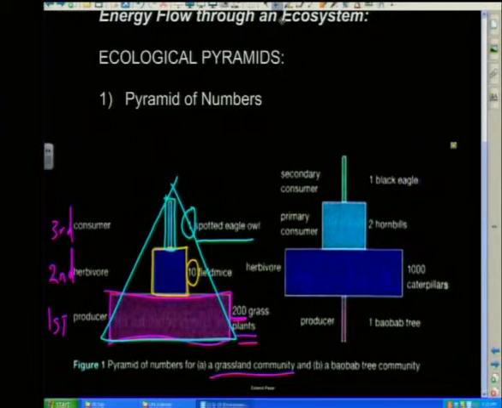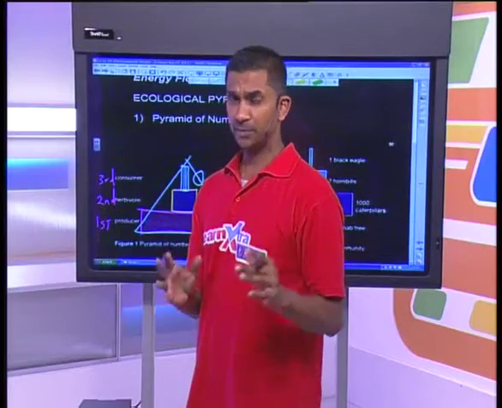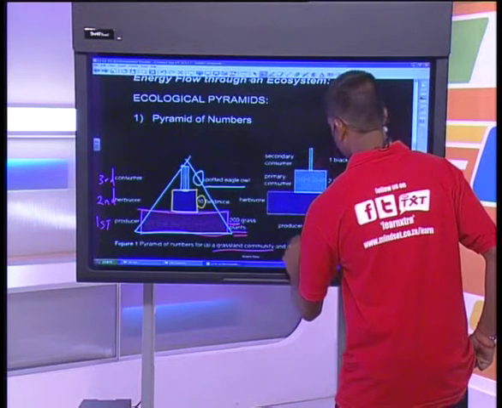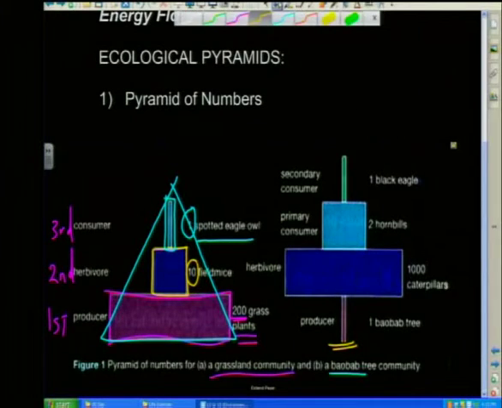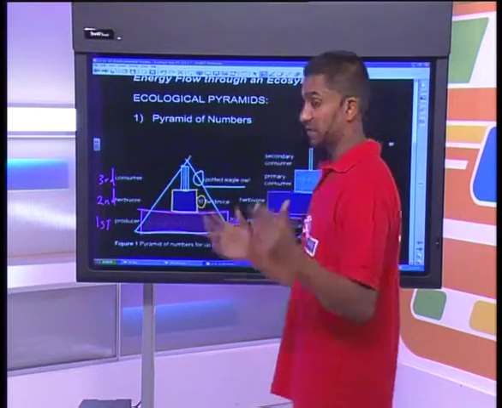In diagram B, we look at the number of individuals in a community, in a baobab tree community. And obviously, if you have seen your textbooks, you would have seen the baobab trees. These are huge trees, and obviously they could support an entire community by themselves. Here we see a single producer on the first trophic level, and because it's a huge tree, we refer to that as one baobab tree. However, the amount of energy available in that would be able to sustain an entire food chain.